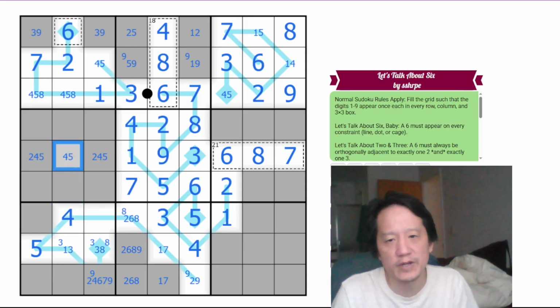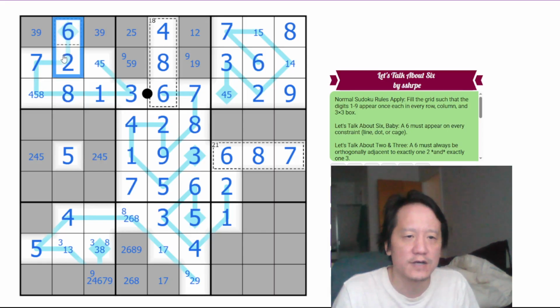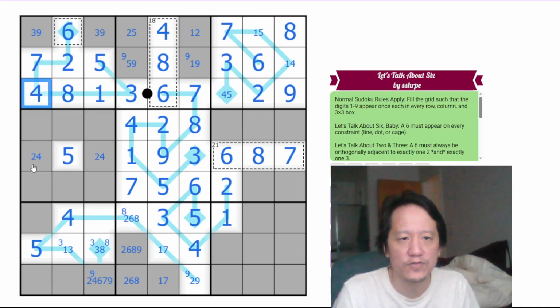This 4 eliminates 4 here, so that's 5, which eliminates 4 and 5 here, which makes that 8. This 8 means that the 5 has to be in the 8th spot. So this is 5, this is 4. This cannot be 5 here or 5 here. This 4 eliminates 4 here, so that's 2 and 4. That eliminates 4 here.